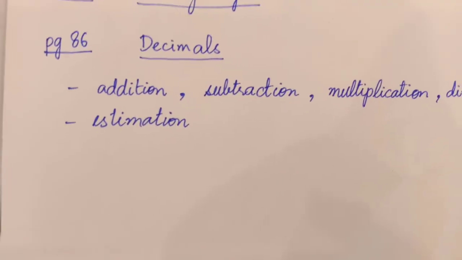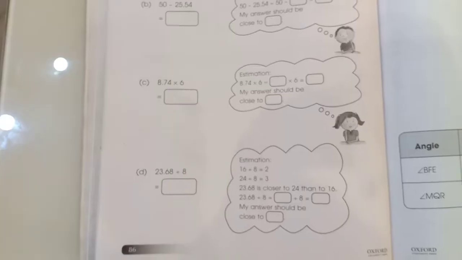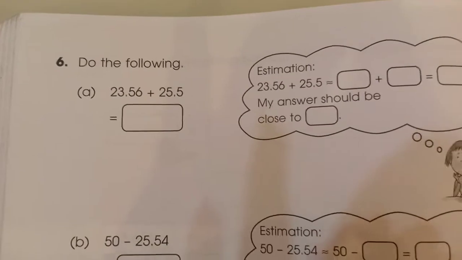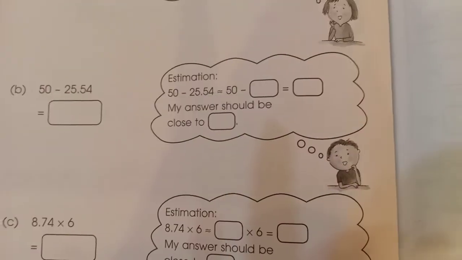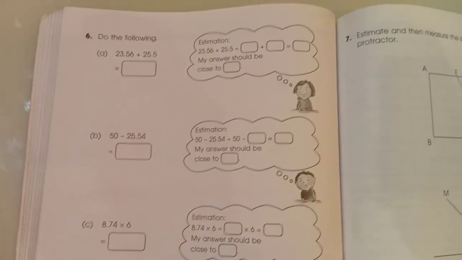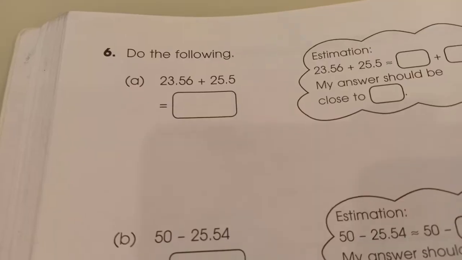Now coming to page number 86, that is decimals. This is page 86. Here you can see there is a sum of addition and its estimation. Then there is sum of subtraction, its estimation, multiplication, its estimation, and division, its estimation. So this page is covering all 4 operations for decimals and their estimation.